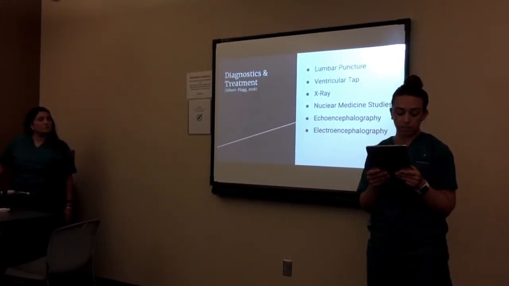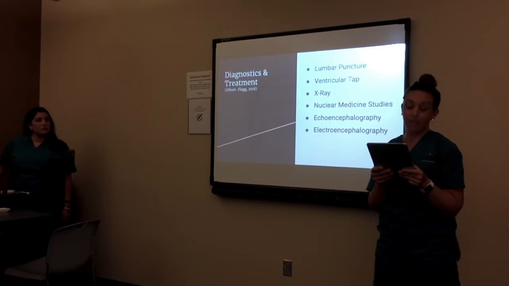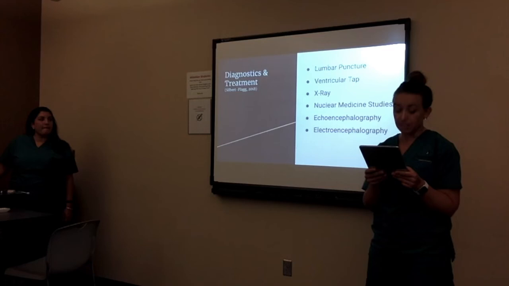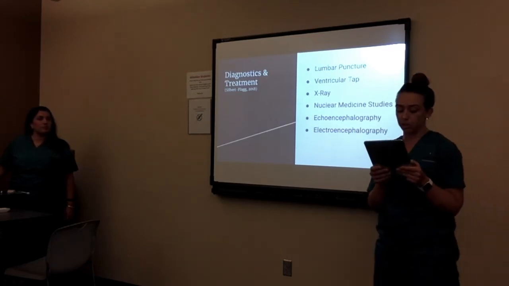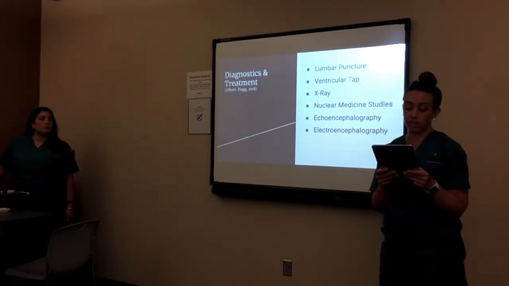The next is an echoencephalography test, which is an ultrasound of the head or the spinal cord. This is obviously much less invasive, and it's more commonly used in the NICU to monitor intraventricular hemorrhage and other problems. And then the other one that you may be familiar with is an EEG.